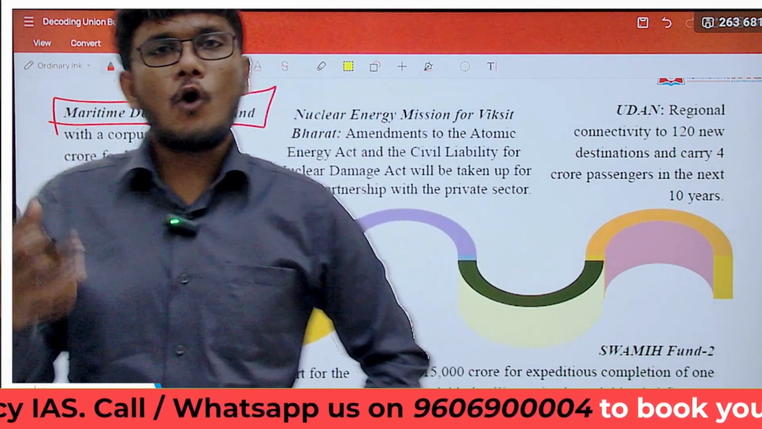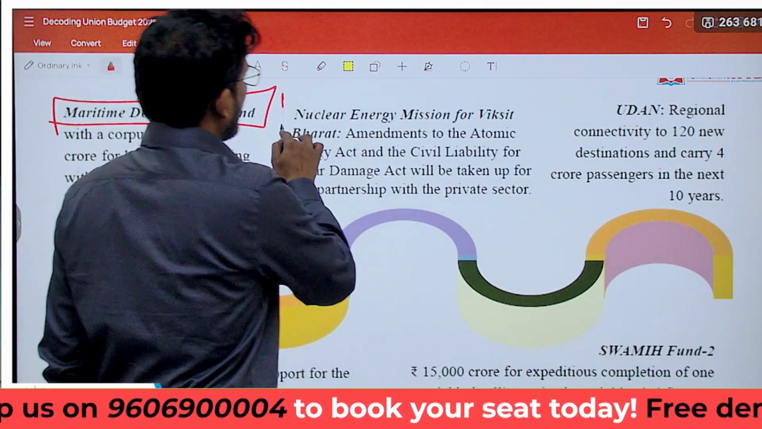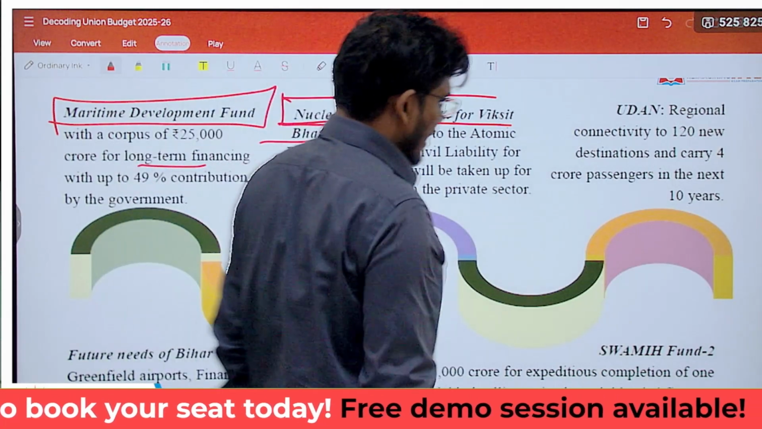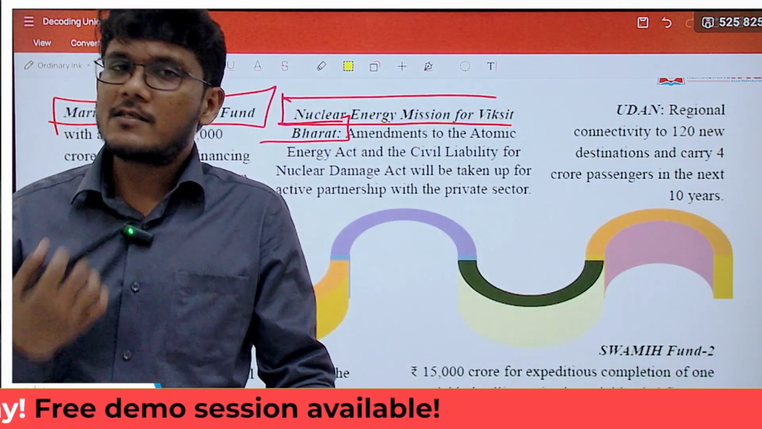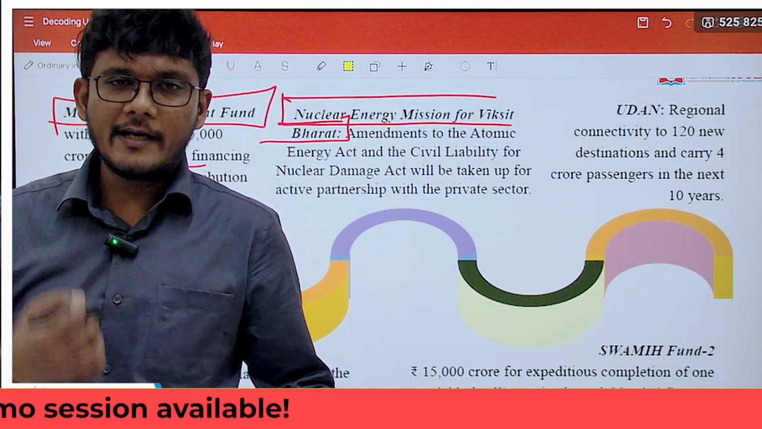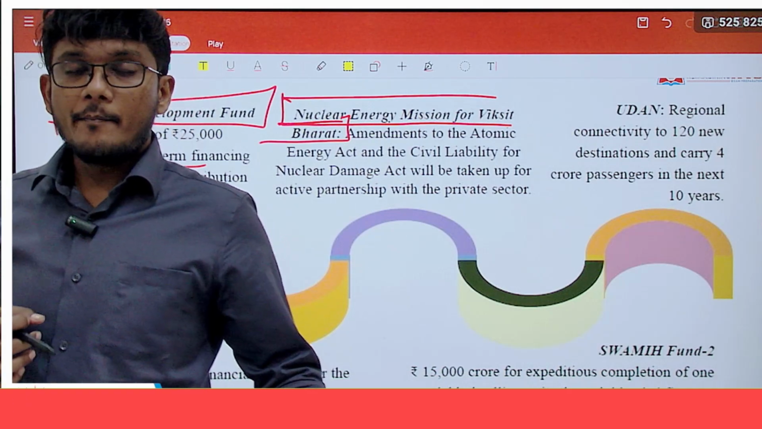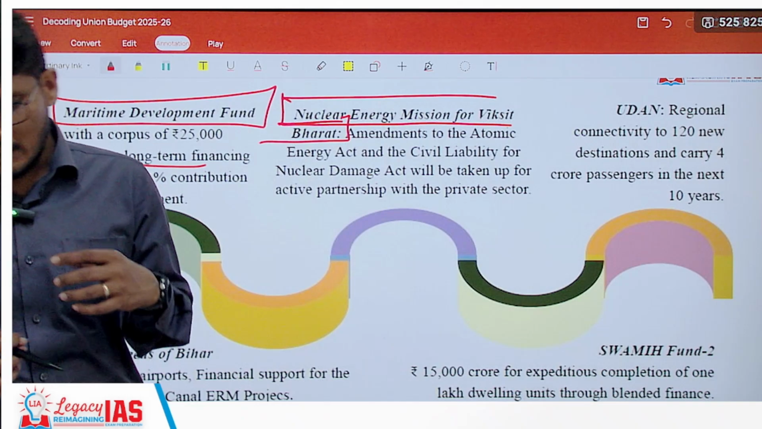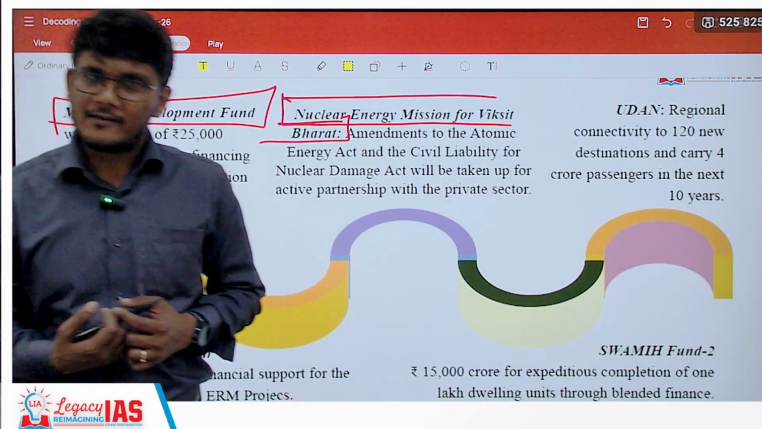25,000 crore for long-term financing, means more than 1 year, of course. Then you also have nuclear energy mission for Viksit Bharat. Now nuclear energy is a clean source of energy, though it seems like it's a risky source of energy because of nuclear involvement of nuclear reactors, nuclear isotopes, right? Because of that, it is risky. But you can see the government is bringing up the scheme. That means the government is ready to go ahead with increase in the nuclear capacity, right?